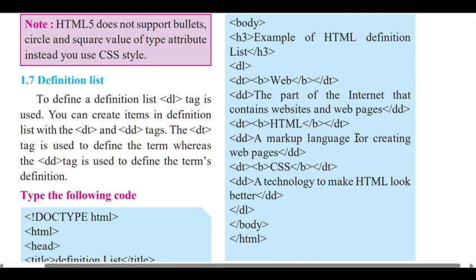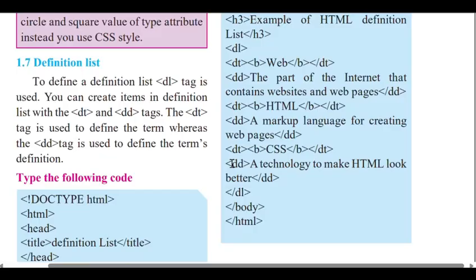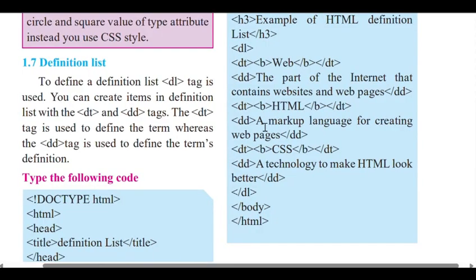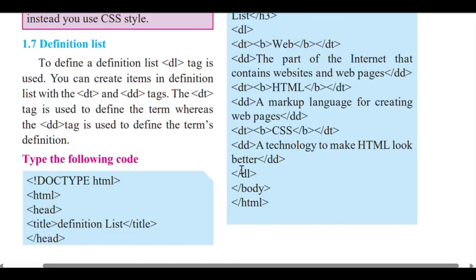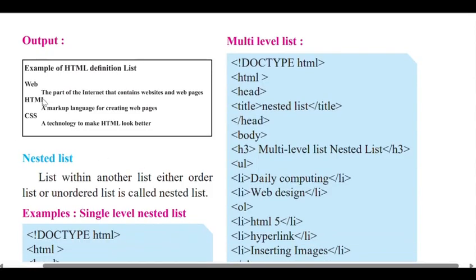DT open, again we are using bold, HTML, bold close, DT close. Under it again a DD tag, we are taking this content: a markup language for creating web pages, DD close. Now again we are opening DT, using bold tag, CSS, bold close, DT close. Again under it, the DD tag is used: a technology to make HTML look better, DD close. Now we are closing the definition list, body, HTML.